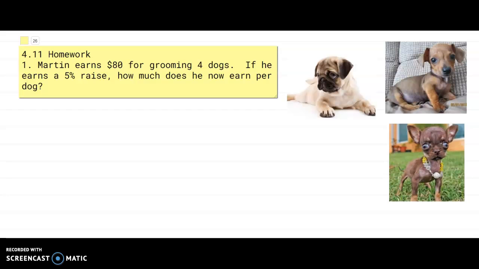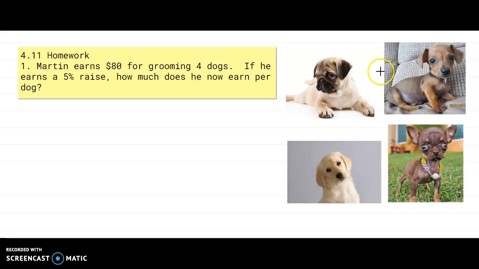Okay, in homework 411, problem number 1, Martin earns $80 for grooming 4 dogs. If he earns a 5% raise, how much does he now earn per dog? So here are the adorable little dogs he gets to groom. If he gets paid $80 for grooming all 4 of them, how much does he get paid for grooming one?